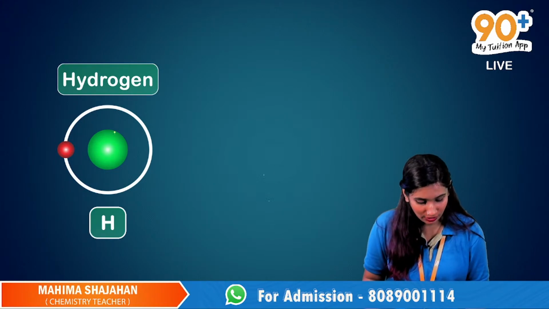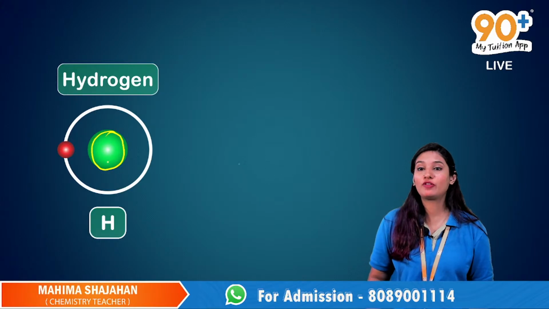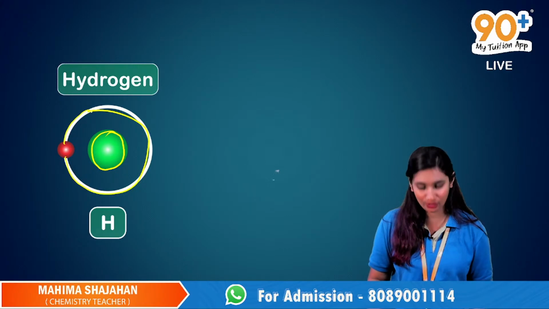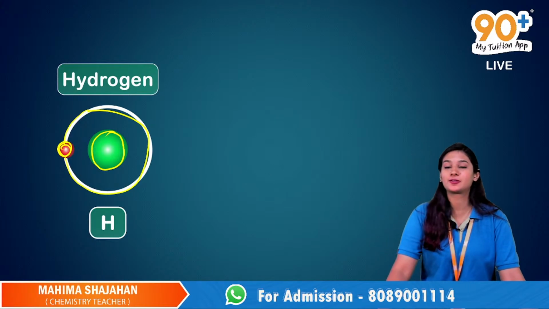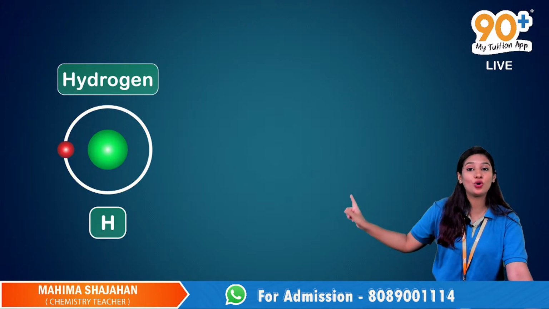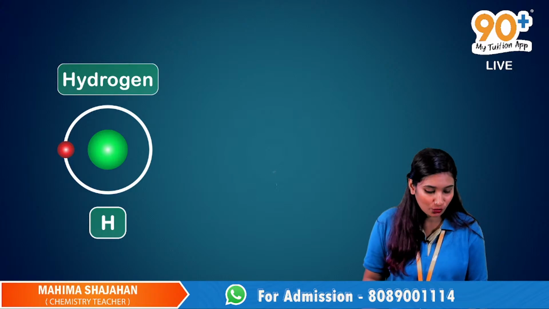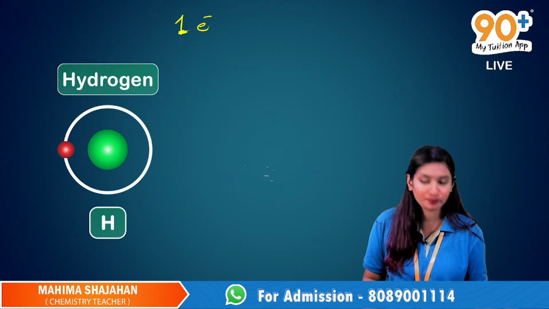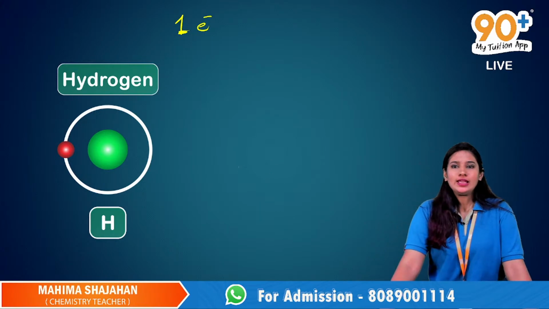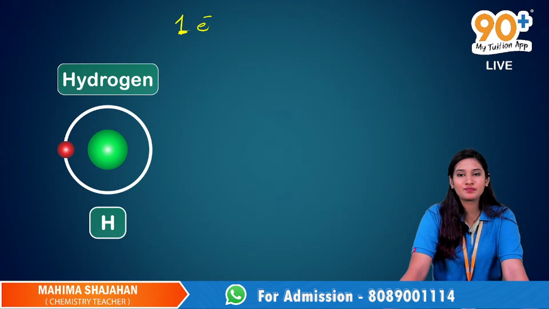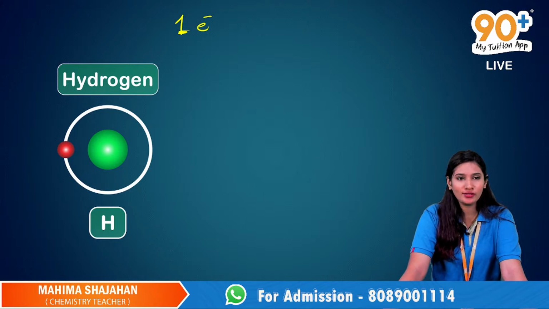So you can draw a nucleus first. You will first draw a nucleus and then draw our first shell, which is our K shell, and you can represent your electron like this. You have to study how to draw Bohr's model. This is for the hydrogen atom. Is it clear? Hydrogen has one electron. Now, let me ask you, we studied that an atom as a whole is electrically neutral, right? If it has one electron, how many protons will it have?